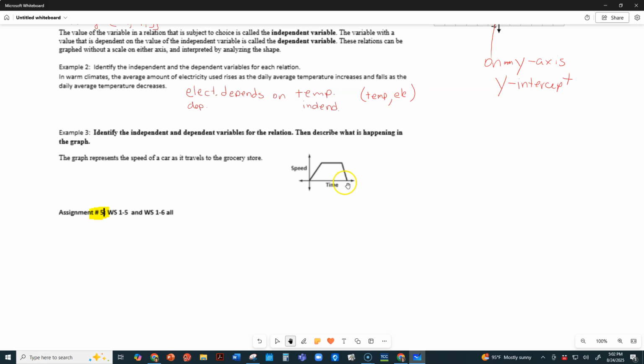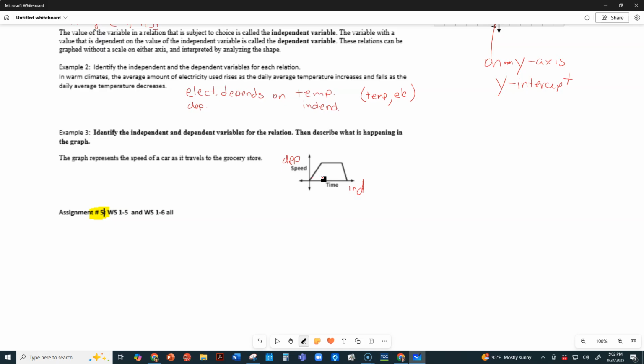So according to this graph right here, the graph represents the speed of the car as it travels to the grocery store. Time is independent, speed is dependent. So our speed depends on how long we've been going. So this one is always independent, and this one is dependent. And then describe what is happening in the graph. So here's what's happening.